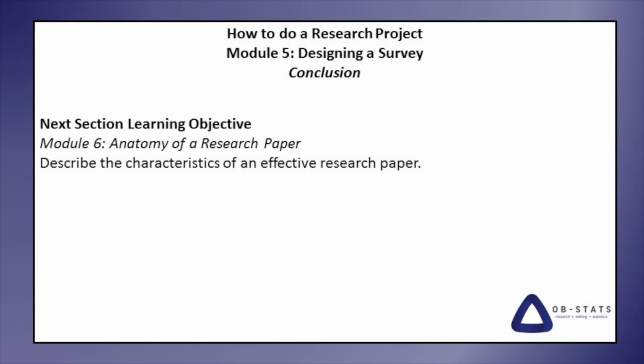The next section in this course is Module 6, The Anatomy of a Research Paper. The learning objective for this module is to describe the characteristics of an effective research paper.